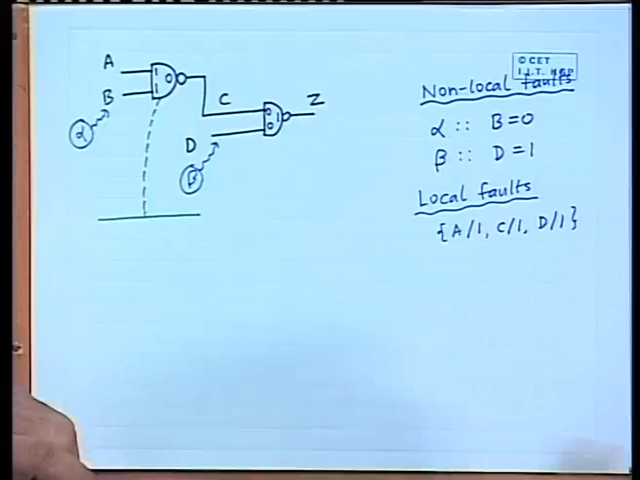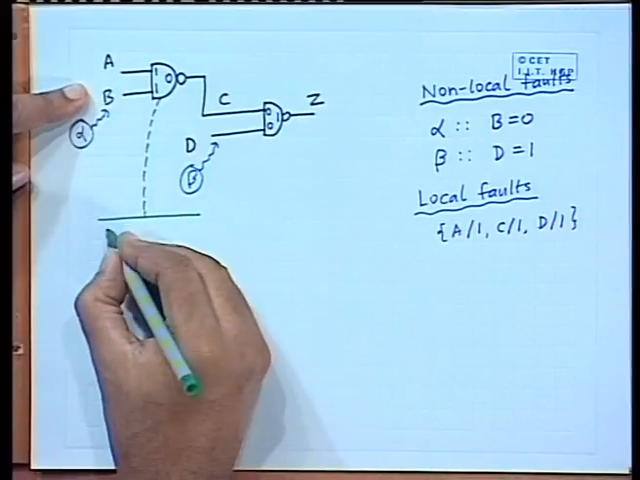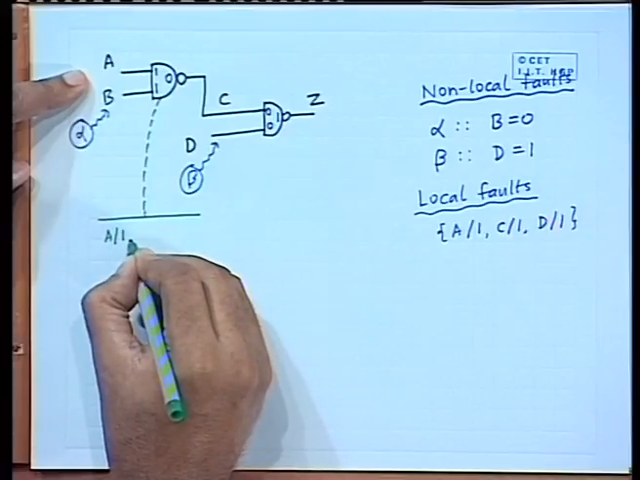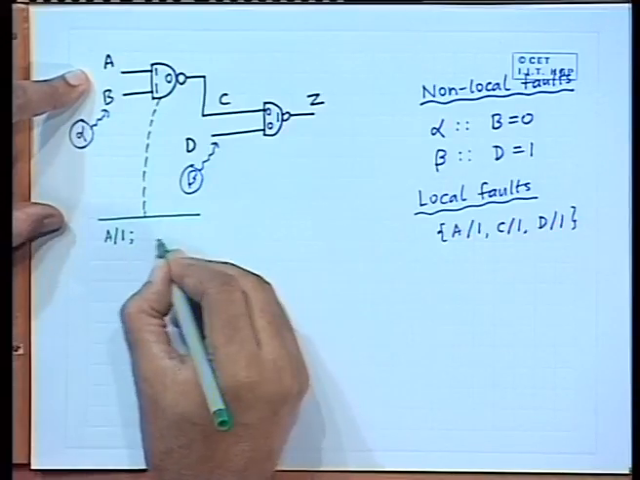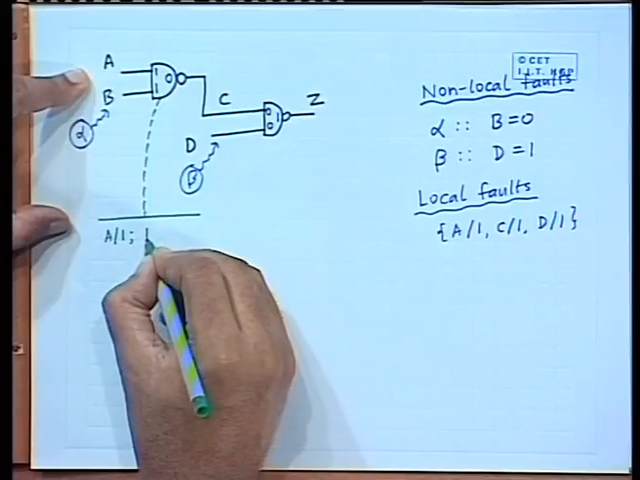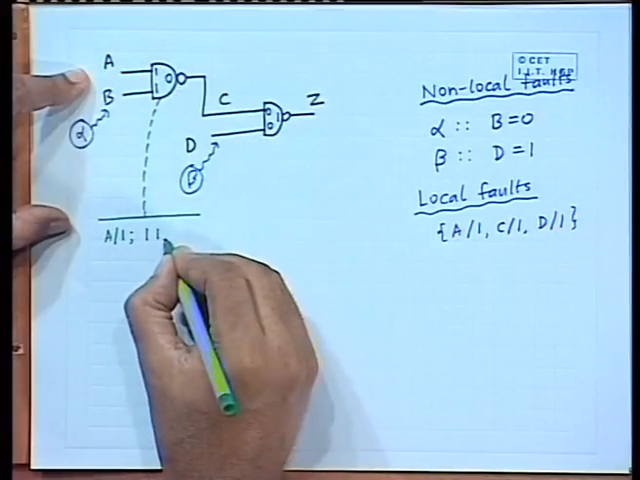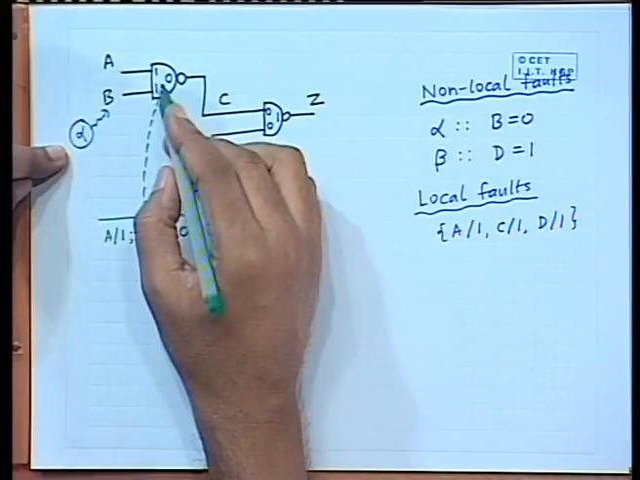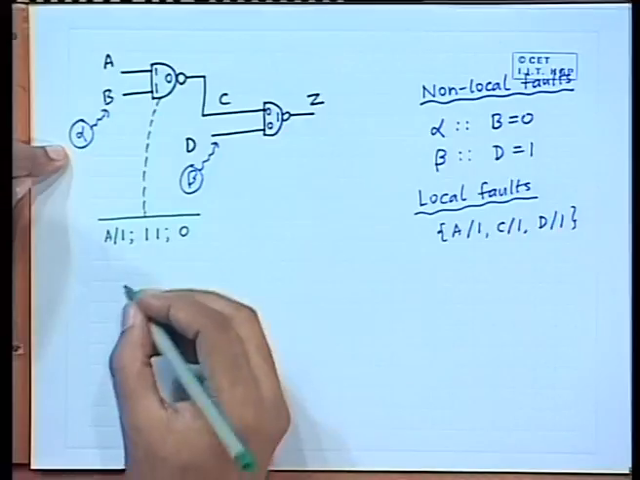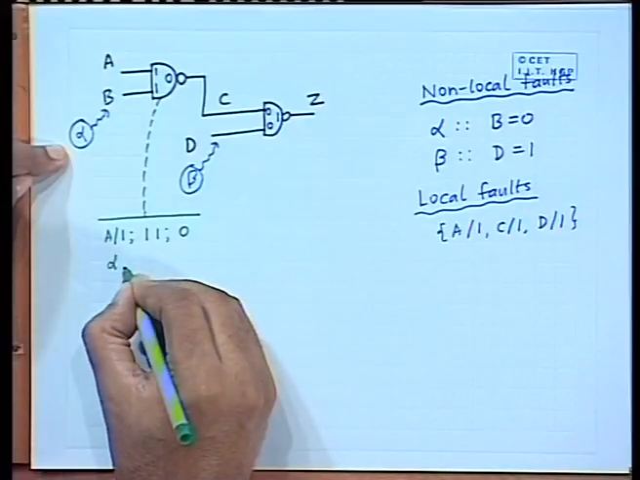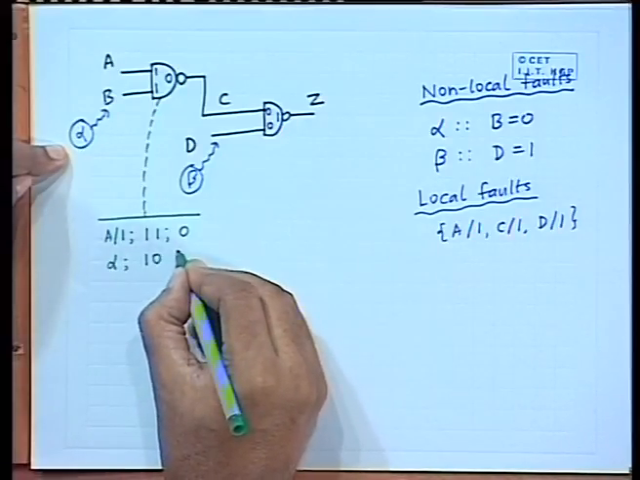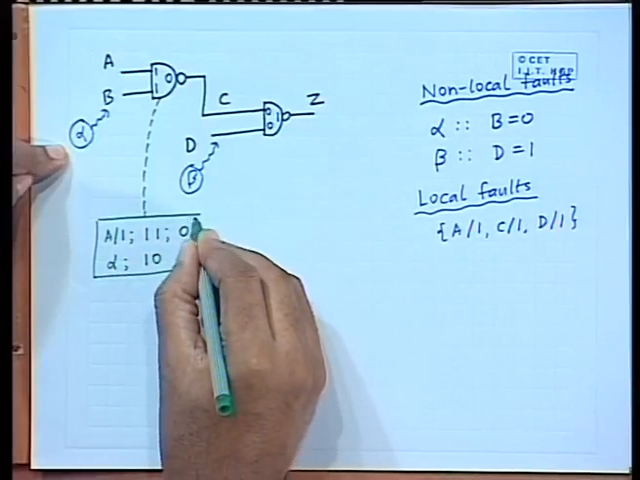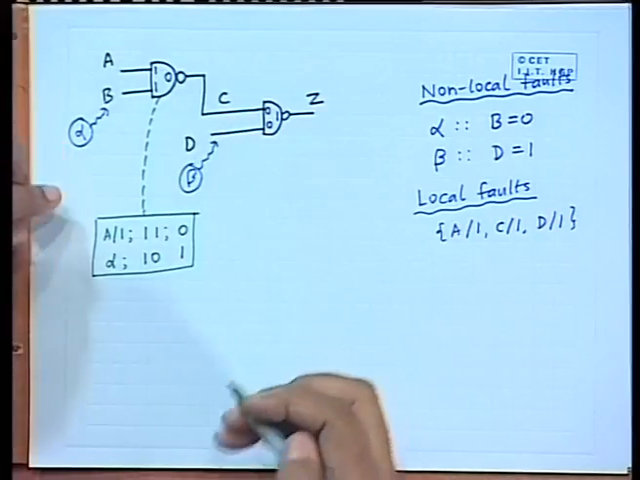Okay. So, for this, the fault list will consist of A stuck at 1, this is one local fault. We write it like this, this is the fault, this will be the corresponding input because it will remain 1, this will be the corresponding output. Similarly, alpha is a fault which can affect this gate, which will make B equal to 0. So, alpha, now the input will be 1 0, the output will be 1. So, this is the fault list which is associated with the first gate.